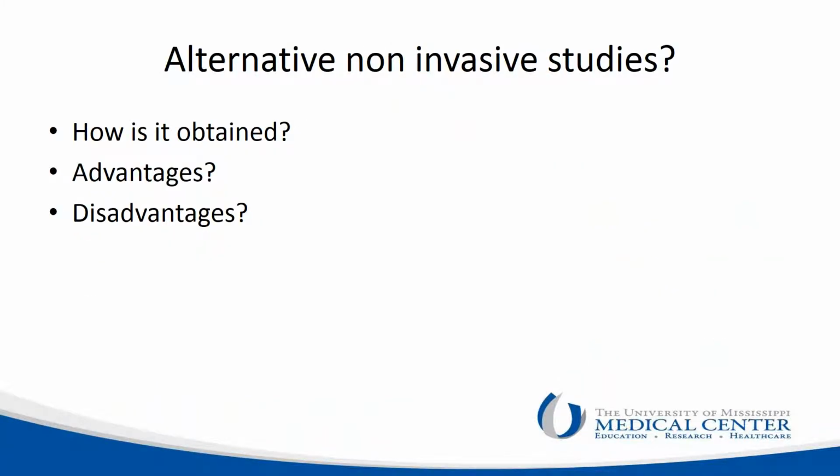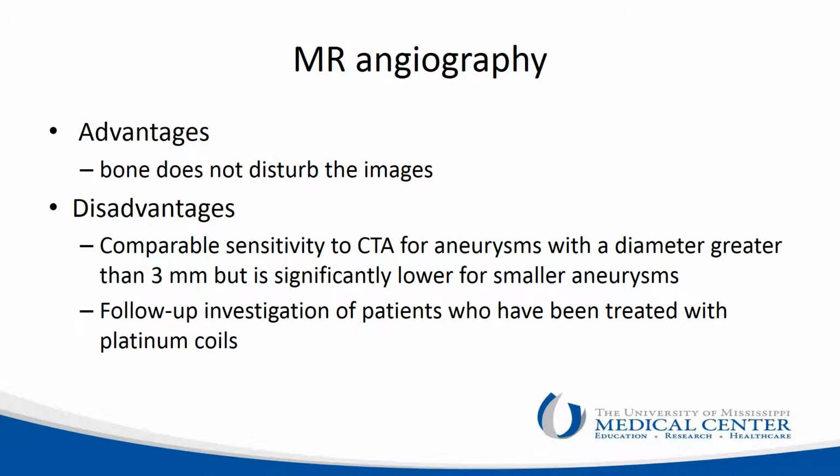Other non-invasive studies we can do, I already mentioned one of them, MRA. MRA is the other non-invasive way to take a look at the vessels. So some of the advantages of MRA are that the bone is not going to cause artifact, and some of the dense coil material is not going to cause artifact. The disadvantage is that sensitivity of small aneurysms is less with MRA. Also, if there's a lot of patient motion, MR always takes longer to acquire than CT, so that could cause some trouble.